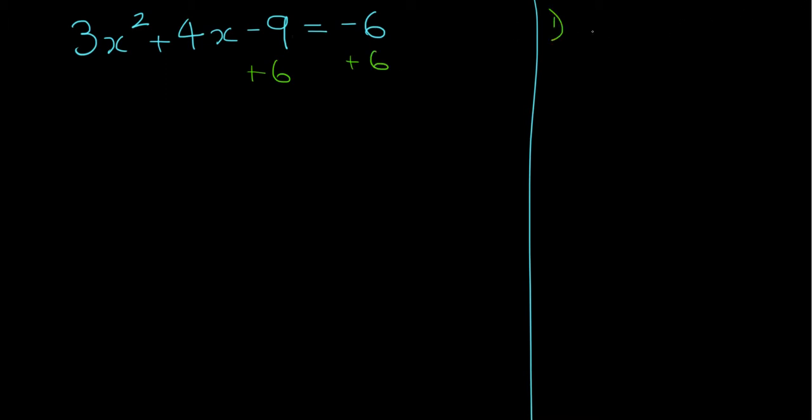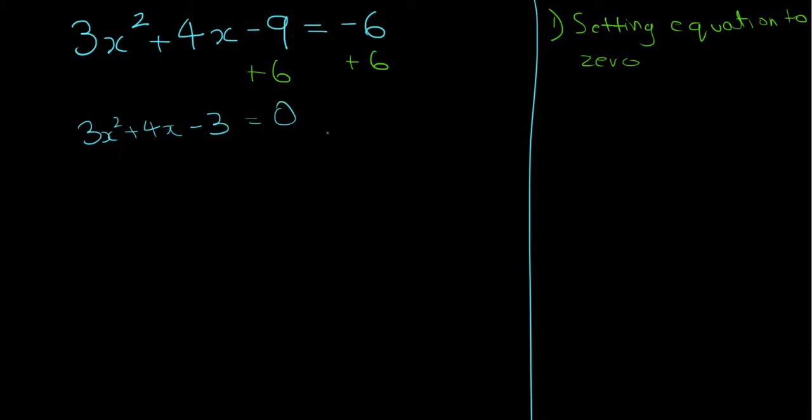In short, we are setting the equation to 0. Once we add 6 to both sides, we will end up with 3x squared plus 4x minus 3 equals 0, because these two will cancel out. Then what we want to do is identify our a, b, and c. So let's just write that down.